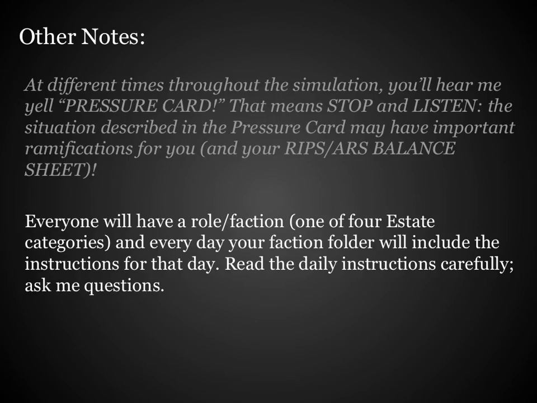And finally, everyone will have a specific role to play, vast majority male, one female, that'll be Queen Marie Antoinette, and everyone will have a faction. And again, the faction will be one of the 4 estate categories: first estate, second estate, third estate bourgeoisie, or third estate peasant and urban poor. And every day, your faction folder will include the instructions of the simulation for that day. So when you come into class, read through the daily instructions, ask me any questions that you might have about those instructions, and then just go with the simulation.